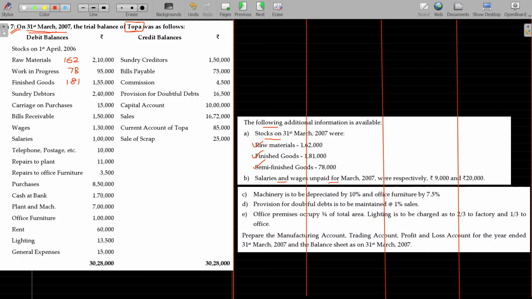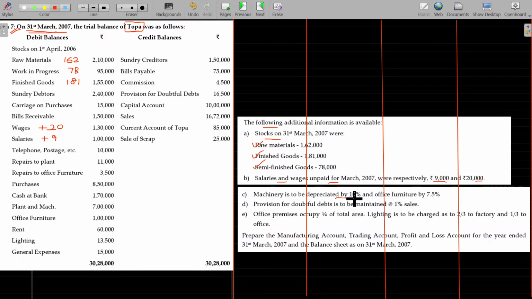Salaries and wages unpaid were rupees 9,000 and 20,000. So outstanding wages is there, that should be addable. Outstanding salary should also be addable. The outstanding salary being 9,000 and outstanding wages being 20,000. Am I right? Right.